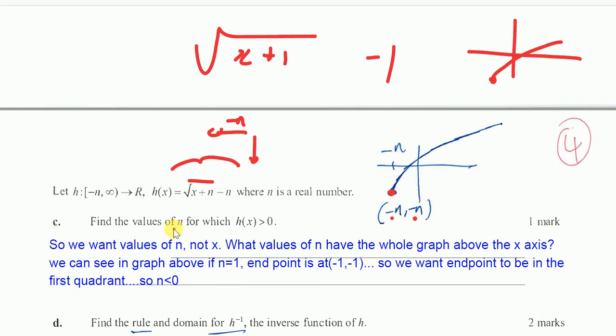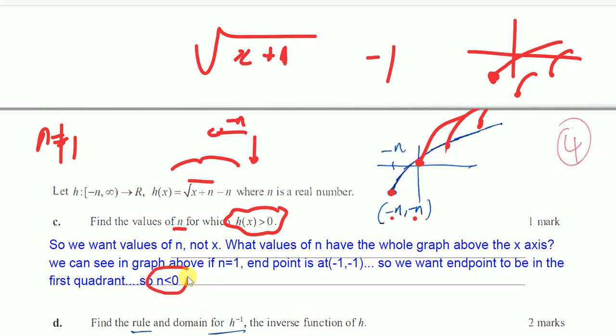So find the values of n for which the graph is always positive. So when n equaled 1, then the graph down here wasn't always positive. Therefore, n can't equal 1. If n equaled 0, the graph would be here at 0, 0. So we're wanting n to be -1 or -2 or -3 or -4. We want n to be less than 0 if the graph is always bigger than the x-axis.